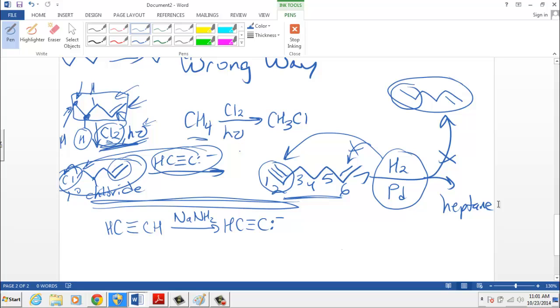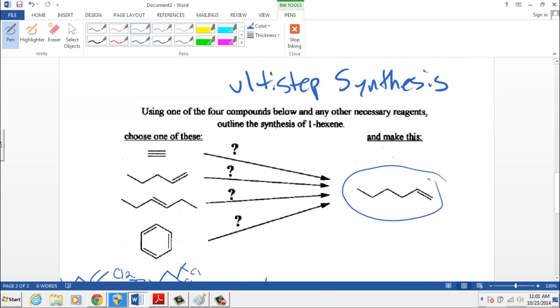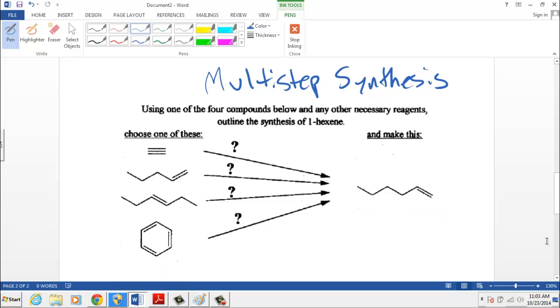So lots of errors here, darn it, and not too many points to give the student if this is their proposed synthesis of 1-hexene, right? So that was a goal, to get to this product, and we just wasted all that time, and we're not going to get many points out of that. Okay, the right strategy. That's where you work backwards.